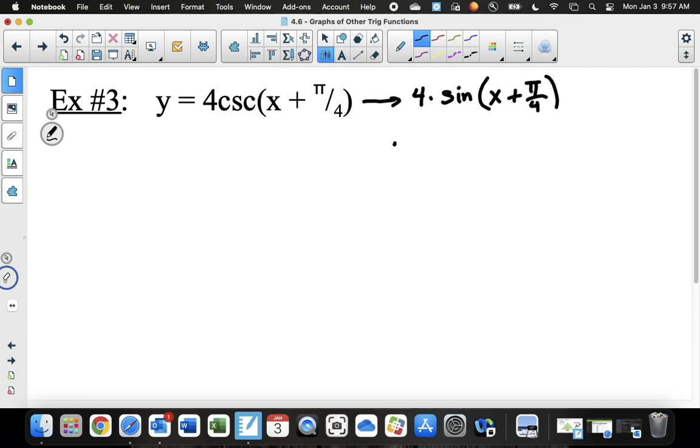Okay? Let's start again. A value, what's the amplitude? That's the 4. So there's one of the things we'll have on the graph. What's the D value? What's the vertical shift?